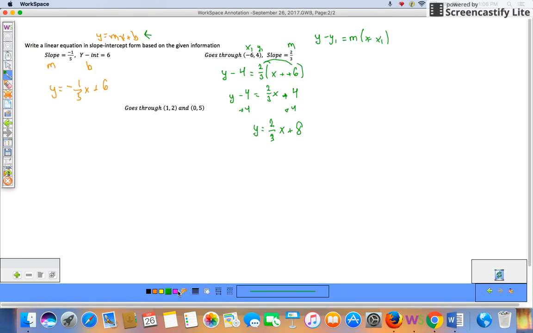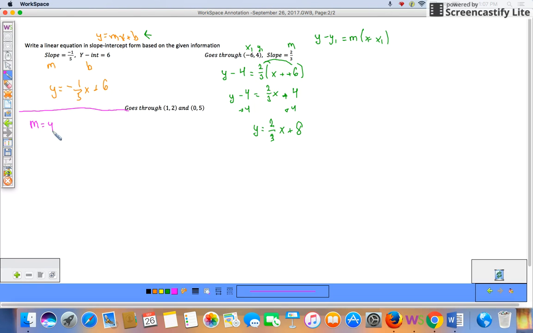And now, the third one is going to be a little bit tougher, okay, because on this one, we have 2 points. We go through (1, 2) and (0, 5). And if you were given an example where it's just the 2 points and nothing else, the very first thing that we're going to have to do is find the slope. Okay, so I'll draw a line here.